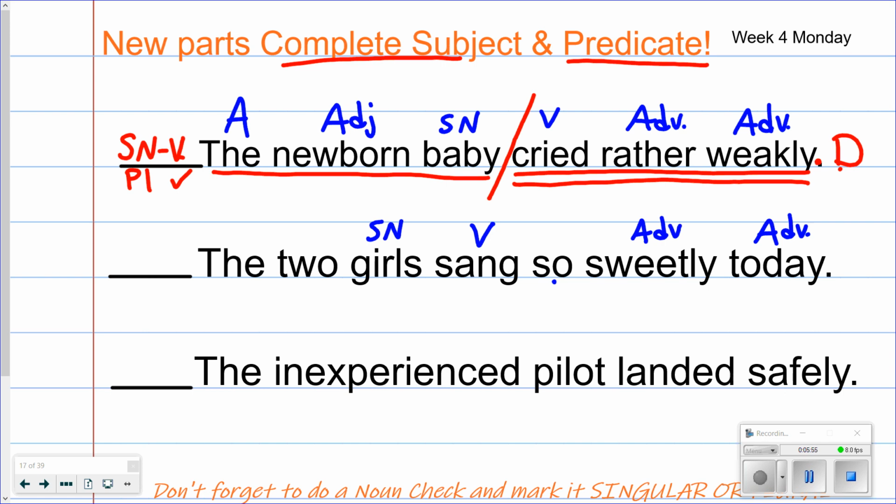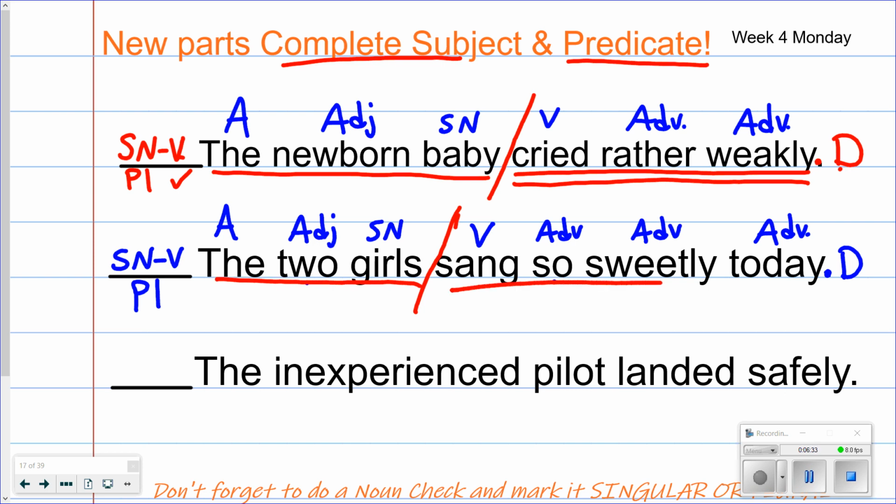Sang how sweetly? So. Adverb. Tricky one. Go back to the front of the sentence. How many girls? 2. Adjective. How many is an adjective question. The, article adjective. Subject, noun. Here's the new part. Verb. Pattern 1. Statement. Period. Declarative sentence. Go back to the verb and divide the complete subject from the complete predicate.